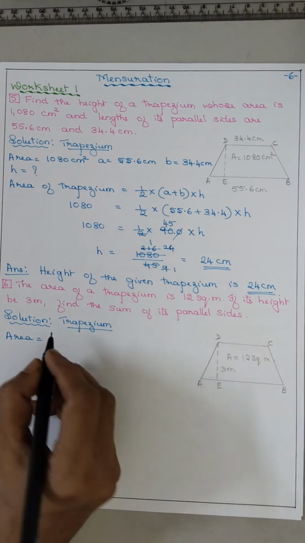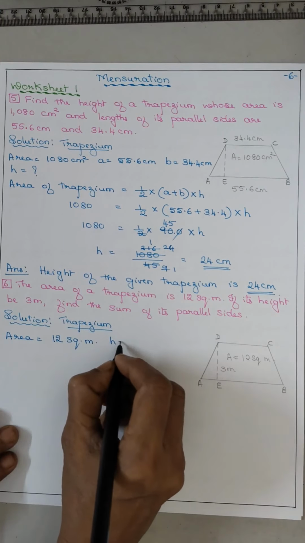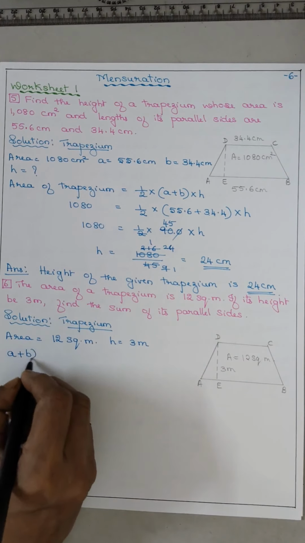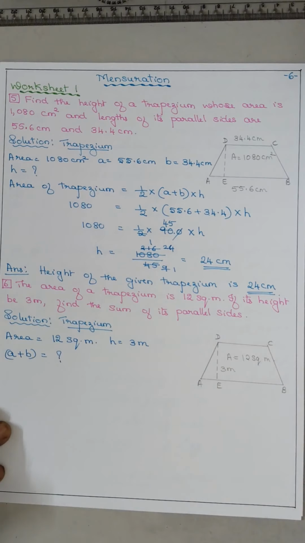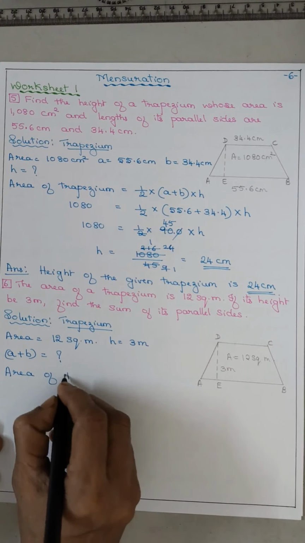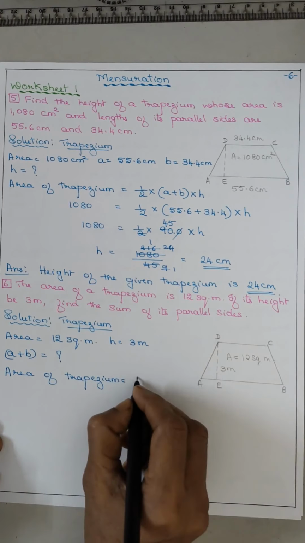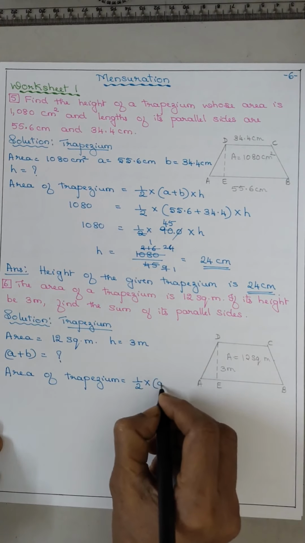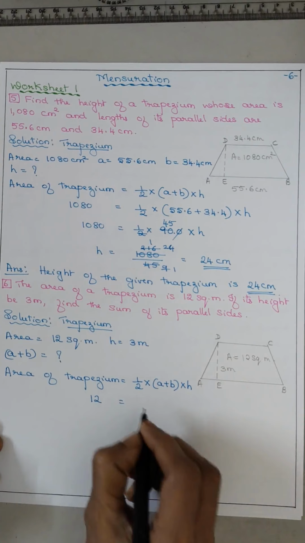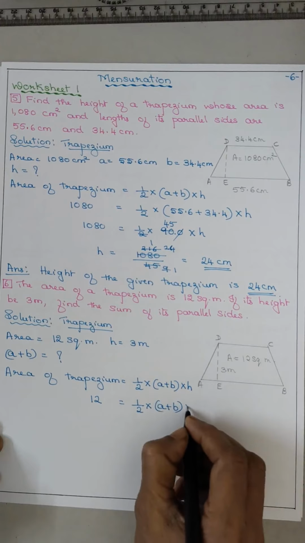First write solution and a trapezium shape. Then area is 12 square meter. Height is equal to 3 meter. The sum of parallel sides means A plus B is equal to how much? Easy sum. Area of trapezium is equal to half into (A plus B) into height. 12 area, half into (A plus B) as it is, you have to keep.